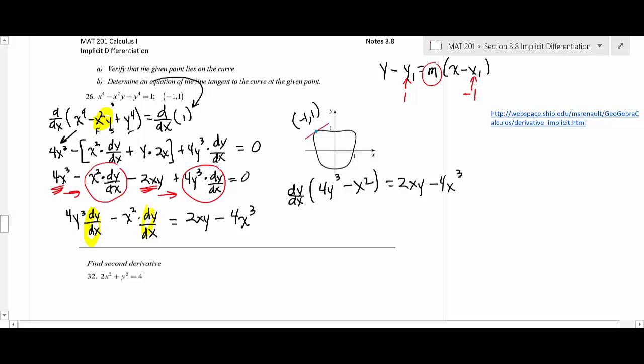Right, now in your head, just divide both sides by this piece there. You don't have to show that step. Okay, just divide by it. So you're going to have the derivative, dy over dx, is going to be equal to 2xy minus 4x to the third all over 4y to the third minus x squared. Okay? All right, so we got that. That's implicit differentiation. That one's not too bad. What do you think?